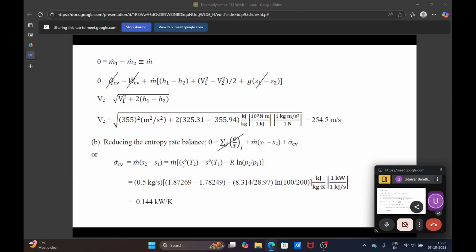So we get s0 T2 minus s0 T1 minus R ln P2 by P1. So we know both pressures and temperature. So we can find out the entropies and substitute the pressure values here. And we know R for the gas, this is air, so 8.314 divided by the molar mass of air.